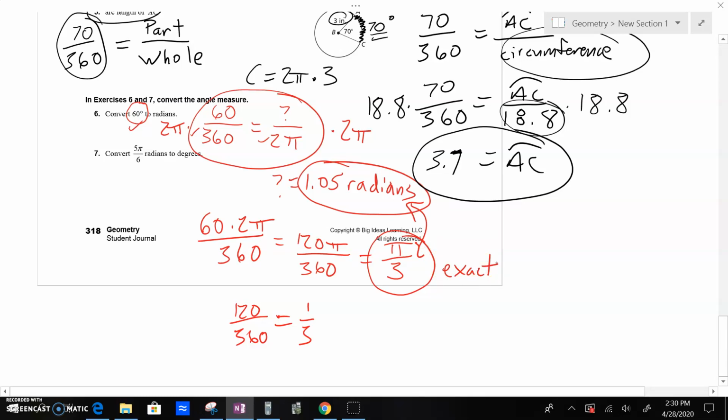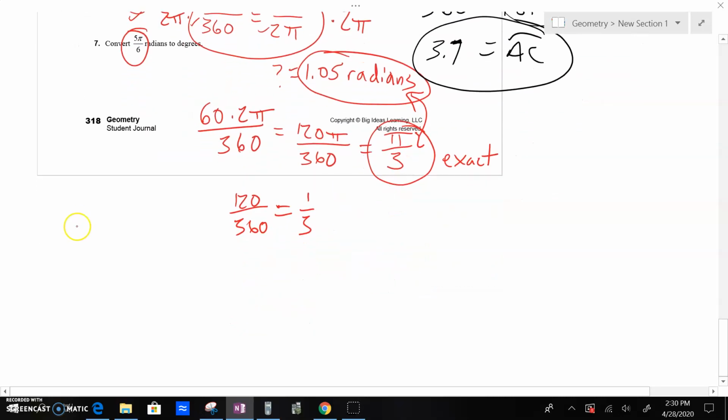Yeah, so let's do this last one. Convert 5 pi over 6 radians to degrees. So we'll say, okay, 5 pi over 6 radians to degrees. Well, we've got the degree part, which we don't know, divided by 360, which is the degree whole. And then we've got the radian part, which is 5 pi over 6 divided by 2 pi.